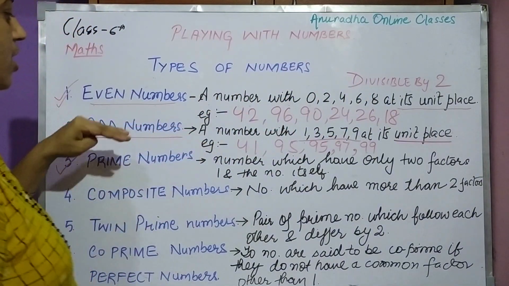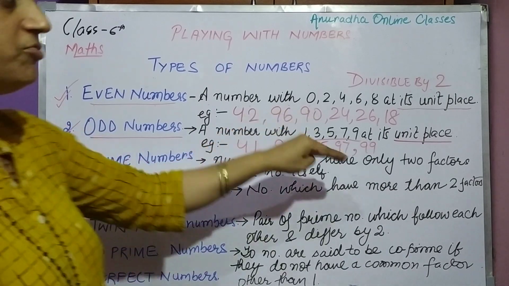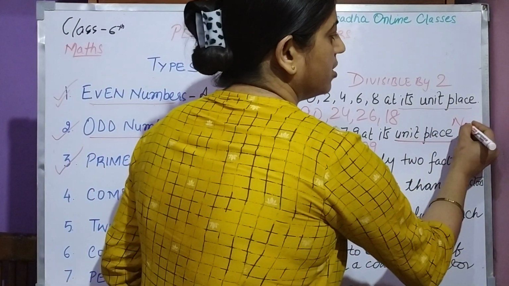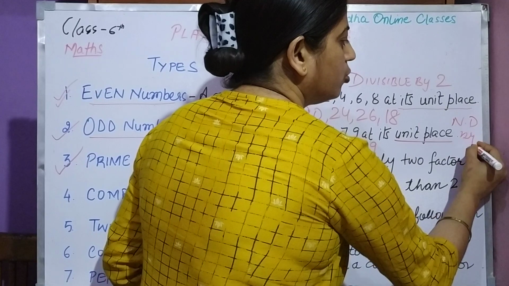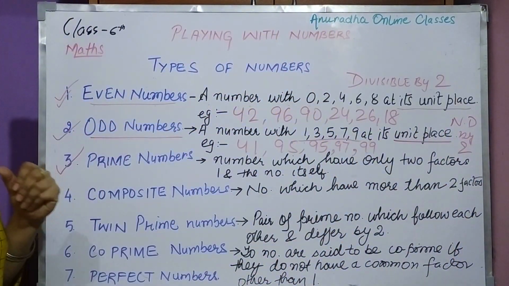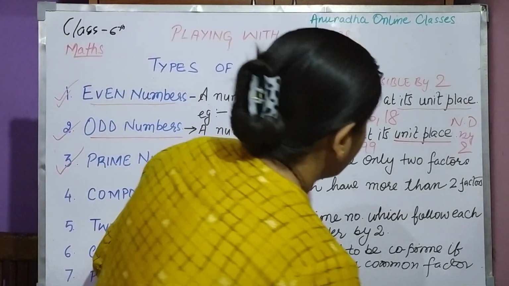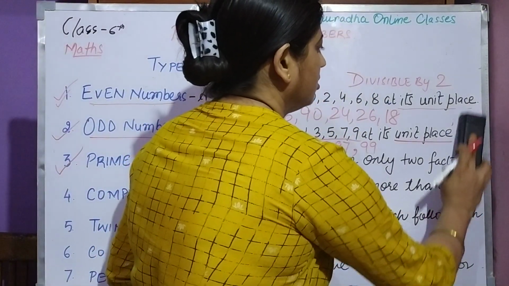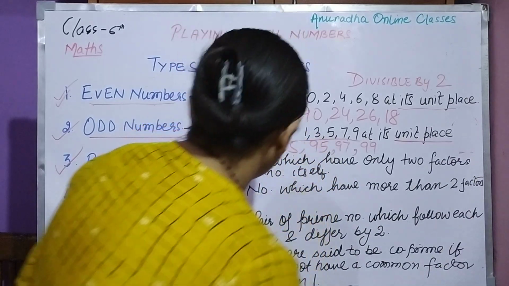In the same way, the second one is odd numbers. If that number is not divisible by 2, then that is an odd number. Right? Okay, now come to our third type.